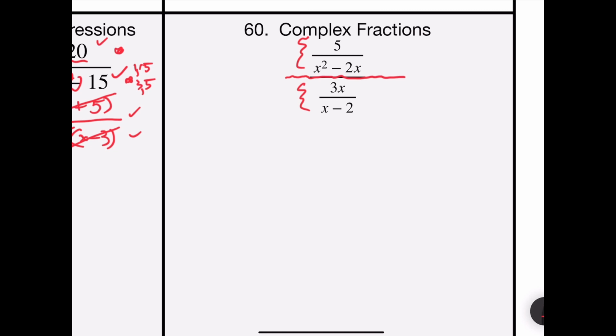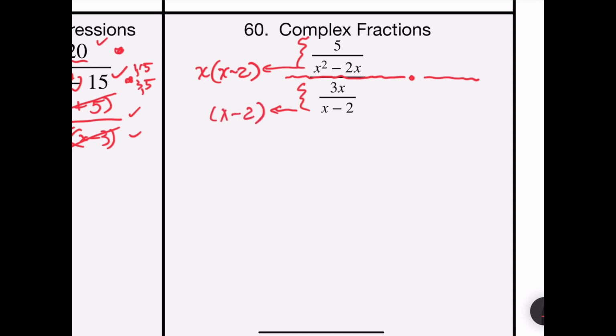The easiest way to deal with a complex fraction and simplify it is to multiply the top and the bottom by the least common denominator. So I'm going to find what the least common denominator of x squared minus 2x and x minus 2 is. So I need to factor. X squared minus 2x is x times x minus 2. X minus 2 is already in factored form.